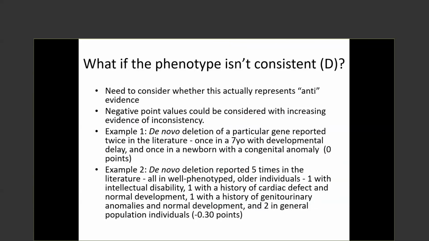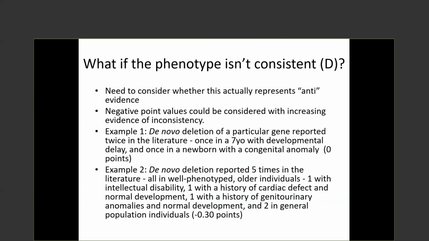What if the reported phenotypes are varied and inconsistent? In this scenario, you need to consider whether this truly represents anti-evidence and warrants negative points, or if it simply represents a lack of information, too little information to make an informed assessment, and warrants 0 points. So consider the following example.